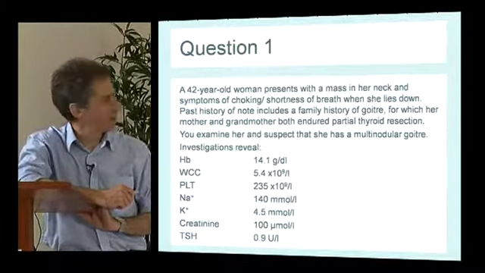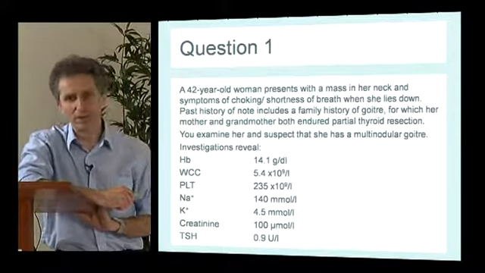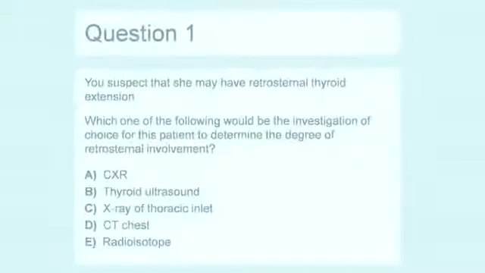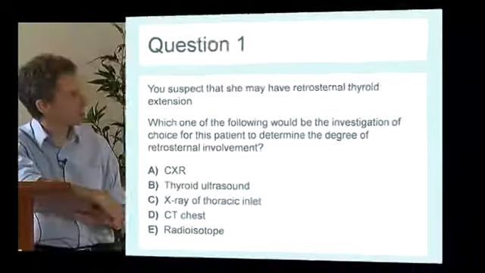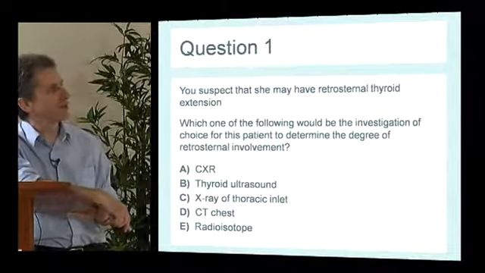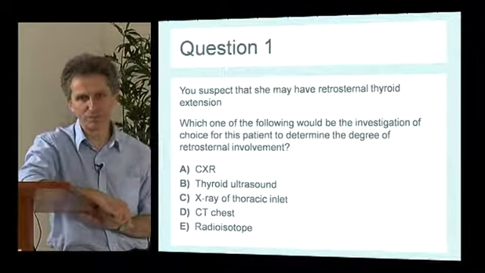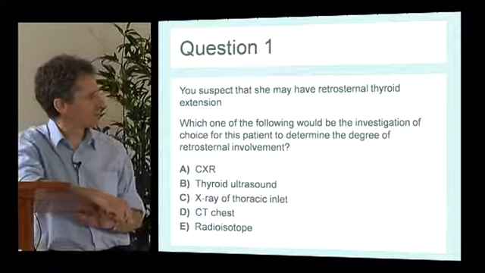Of note here is a normal TSH. You suspect that she may have a retrosternal thyroid extension. Which of the following will be the investigation of choice for this patient to determine the degree of retrosternal involvement? And here are your 5 options.